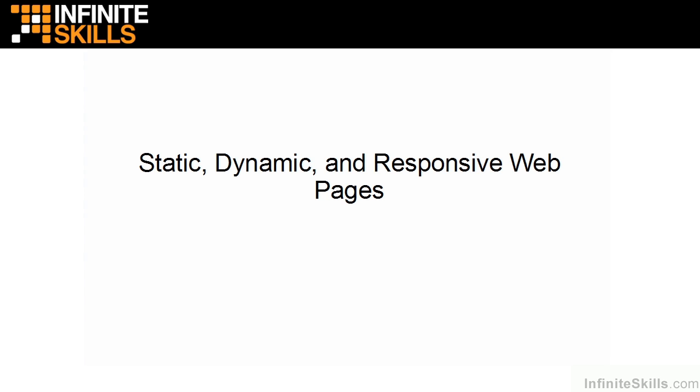All right, let's pick up where we left off last time in our web architecture overview talk. And here we'll talk about static, dynamic, and responsive web pages. So 3 different types of pages that we're going to look at just to kind of have a basic idea of what we'll encounter on the web will be static, dynamic, and responsive.